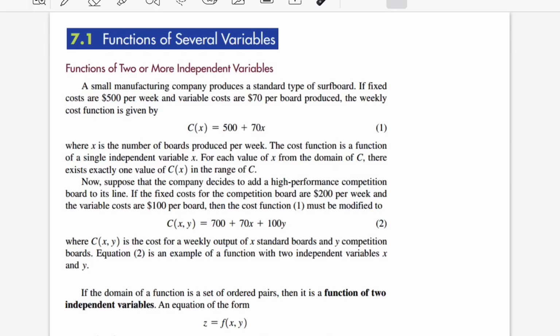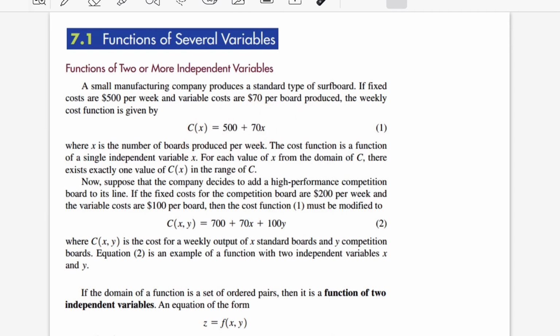In this video, we're going to go over section 7.1 from our textbook, which is on functions of several variables. So we'll start with an example here. Suppose a small manufacturing company produces a standard type of surfboard. If the fixed costs are $500 per week and the variable costs are $70 per board, the cost function is given by this guy here.